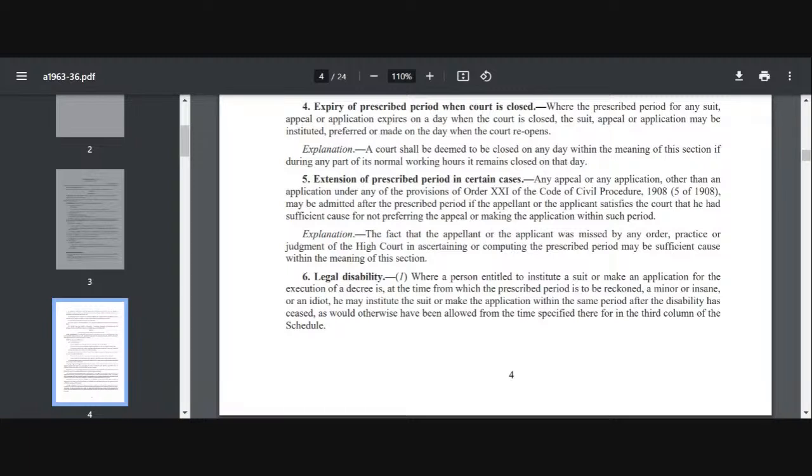Now come to section 7. It says about disability of one of several persons.